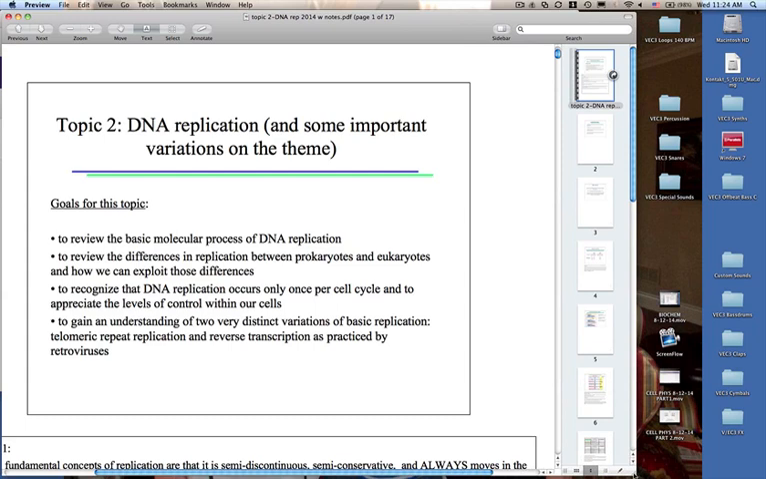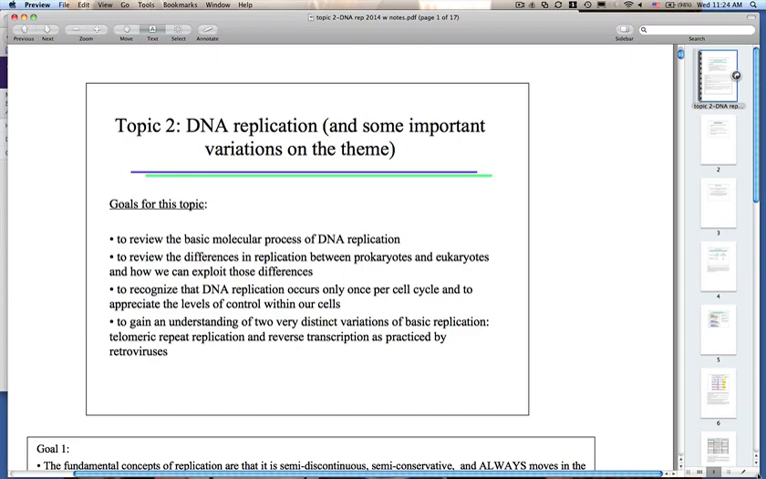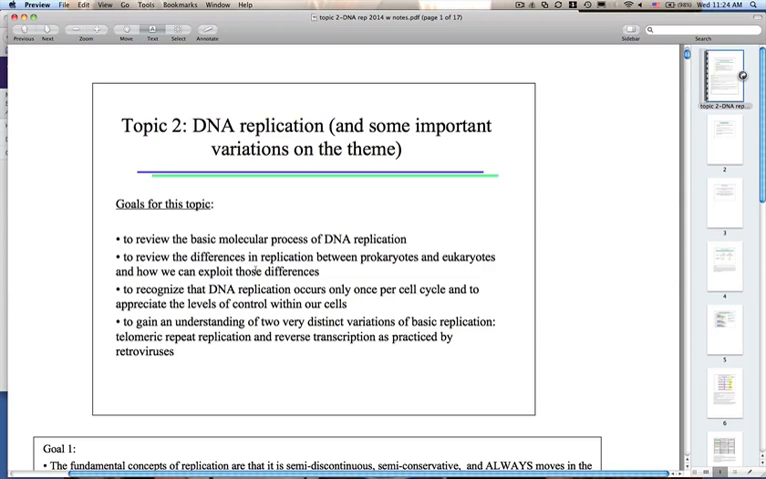Recognizing that DNA replicates one time per cell cycle is insanely important to regulate our cells and to regulate the cycle so that we don't get what we call reduplication or overduplication of our DNA. That's really important because when you do that, you can very quickly lead to a transformed cell and to getting to cancer.